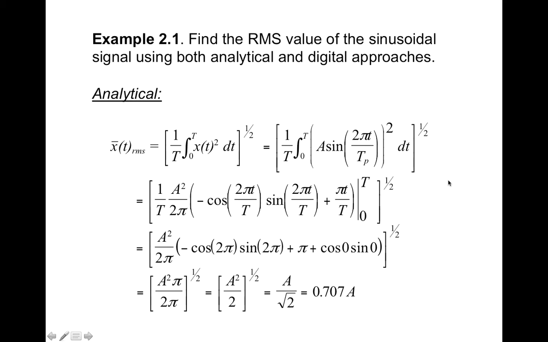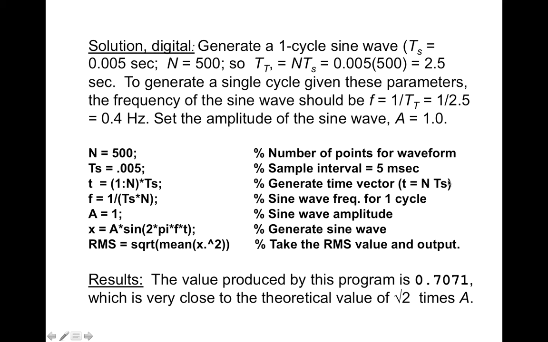So this is the analytical approach. If we wanted to do a computational or a digital approach, basically what we have to do is generate a sample sine wave. So in this example MATLAB code, you're given a sampling time of 0.005 seconds, 500 points, and you set up your sine wave here using frequency and time.